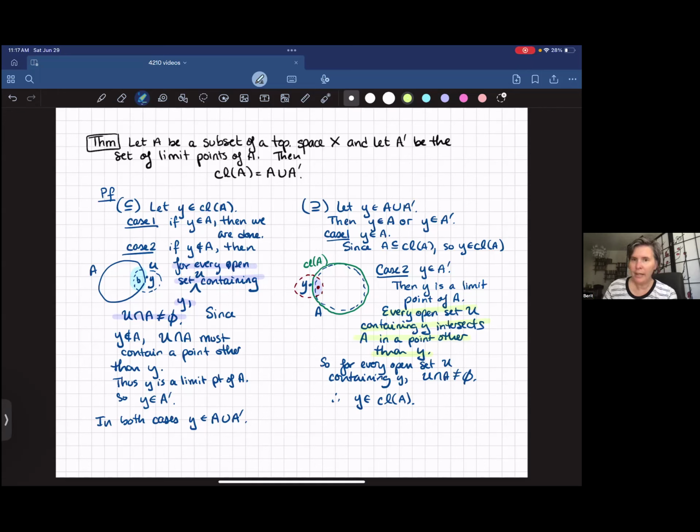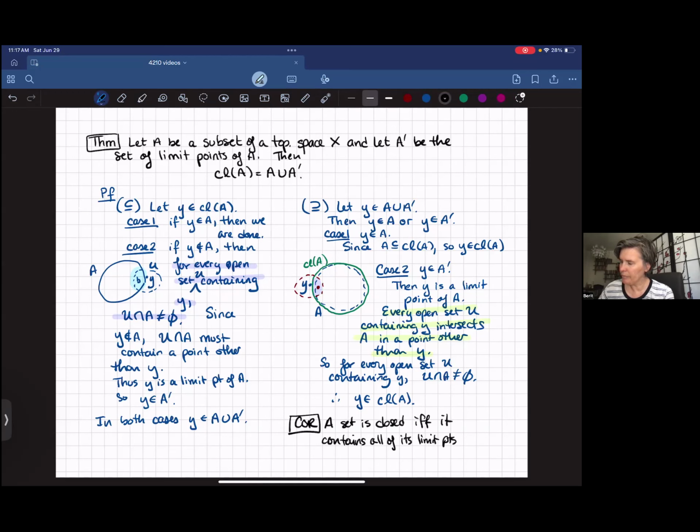All right. And then we can have a corollary here as well. Corollary: a set is closed if and only if it contains all of its limit points. Okay, and so that's a very useful corollary. That's a really good way to think about sets being closed.